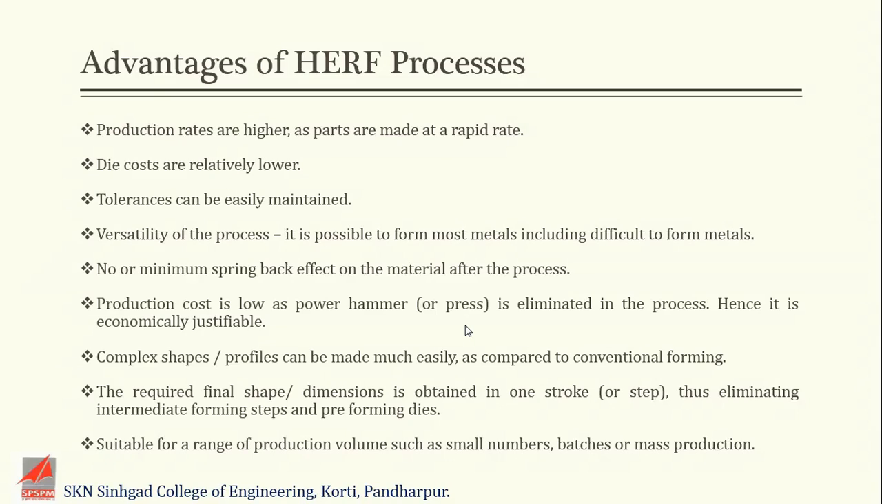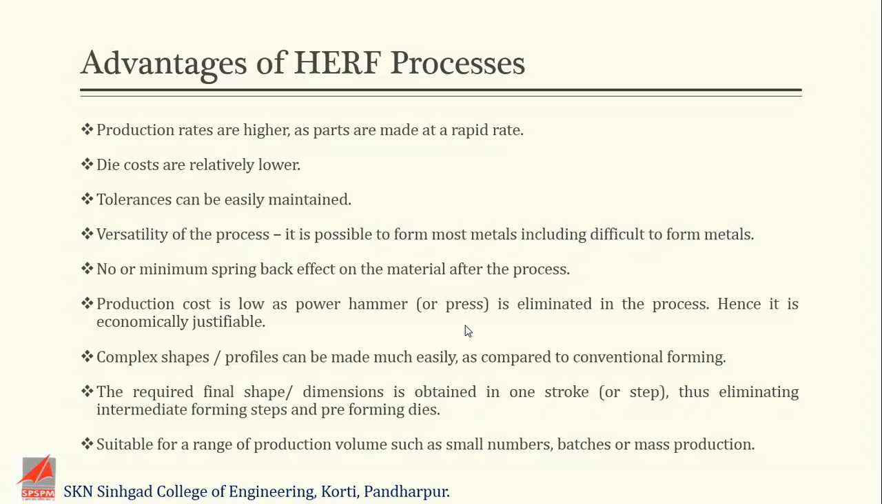That effect is called the spring back effect, and this is not happening in the case of this high energy rate forming process. Production cost is low as the power hammer is eliminated in this process. I told you that in the case of forging operation we are using power hammers up to 1500 ton capacity, and this is not required in this case. That's why the cost of the process is less. It is an economically justifiable process.